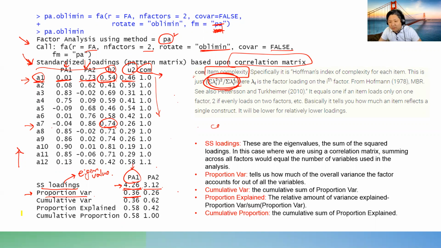And then what will be the total variance in this case? We have 12 items, 12 variables. The total variance will be 12, right? So 4.26 divided by 12 will be 0.36. And then here, 3.12 divided by 12 is 0.26.